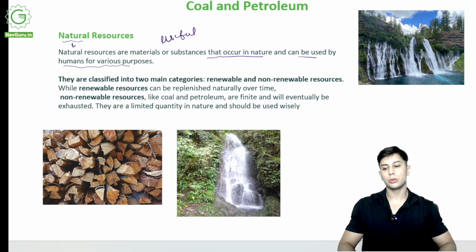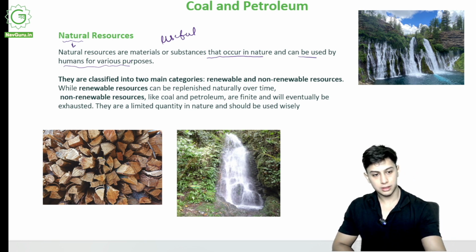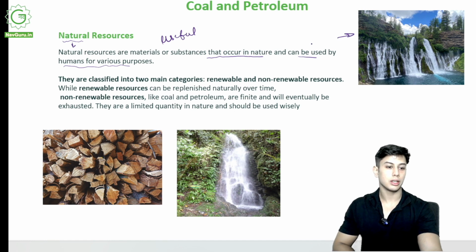If you ever go to Himachal or forest areas, you will see people use natural resources: water from the river, wood from the trees, fruits from the trees that they grow. These are all natural resources which can be grown again, can be found again. They are replenished, renewed by water, by nature. For example, consider water over here. This is a waterfall of fresh water. We can drink this.